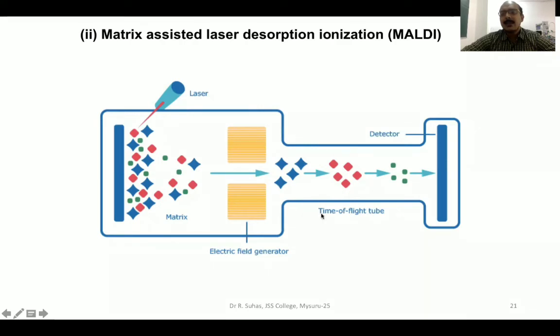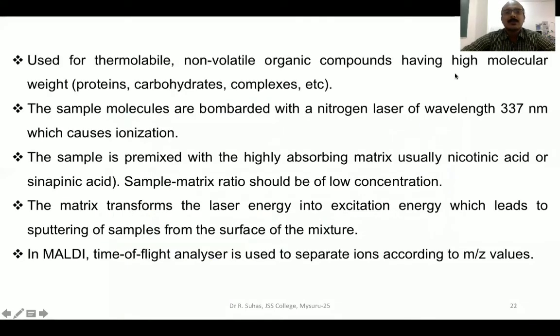Mainly in MALDI, we make use of a time of flight analyzer that we will study in the next module. Here, based on the velocity, different ions are separated and they are detected and recorded in the spectrum. Usually MALDI is applied to thermolabile molecules. What is thermolabile? If the molecules are very sensitive to temperature, then such molecules can easily be subjected to MALDI in order to know the exact mass of the molecule.